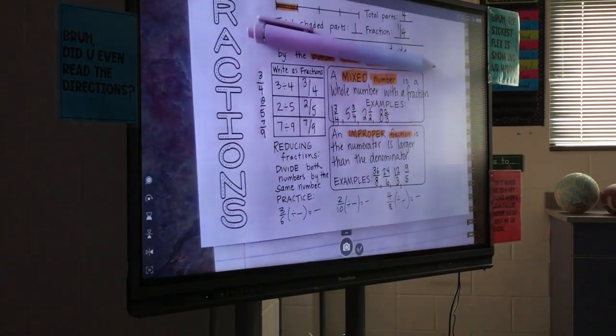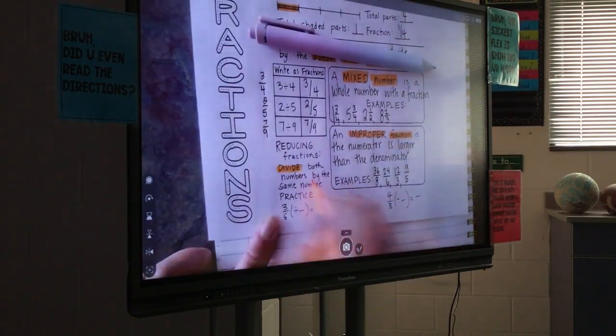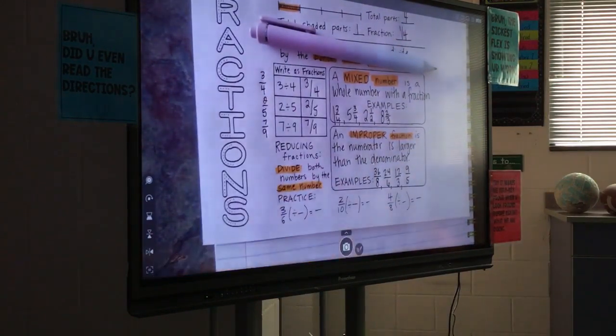All right, at the bottom, it says reducing fractions. So we're dividing both numbers by the same number. We've been practicing this for like a week now, between the notes that we took last week. So I want you to do these 3 on your own at the bottom and stand up when you're done. When you reduce a fraction, you divide the top and the bottom by the same number. Stand up when you're done with that.